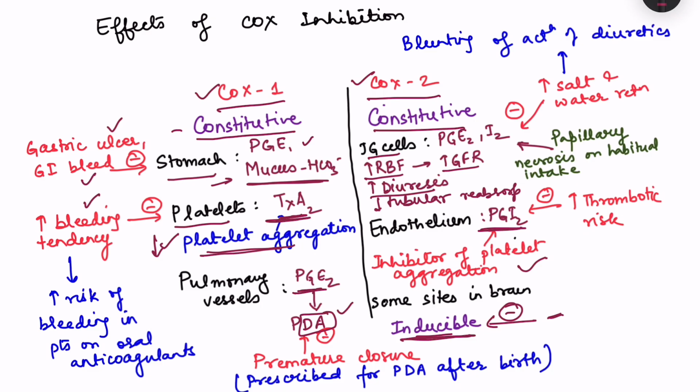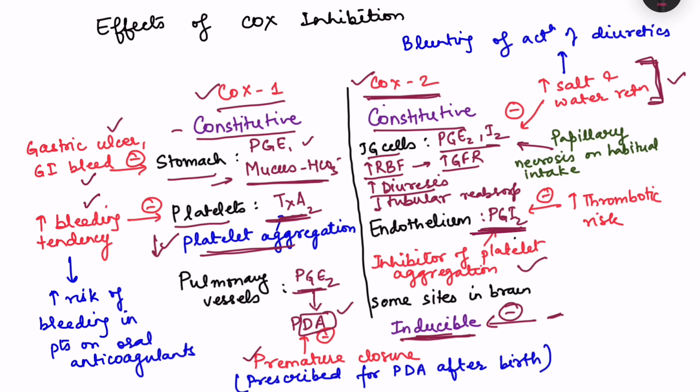Then in fetal stage, if it is blocked, there will be premature closure of the ductus arteriosus. So in pregnancy, if it is given in later stage especially, there will be premature closure of the ductus arteriosus. Then because of the COX-2 inhibition, this PGE2 action will not be there, they will not be produced, hence action will not be there. So there will be increased salt and water retention, because that I told you it is important for salt and water loss. So the inhibition of that action will lead to increased salt and water retention.